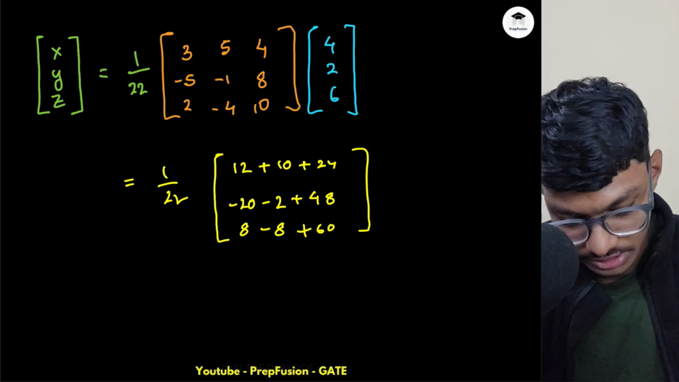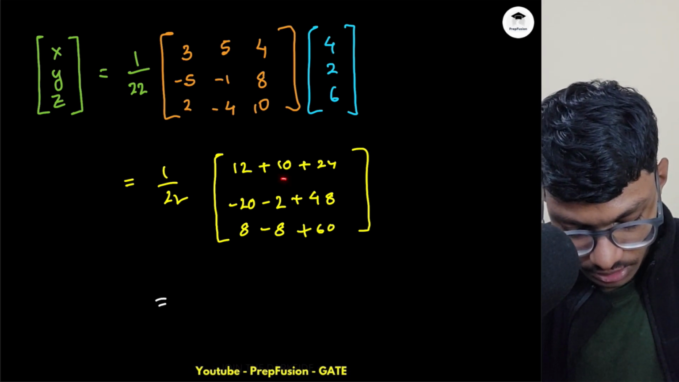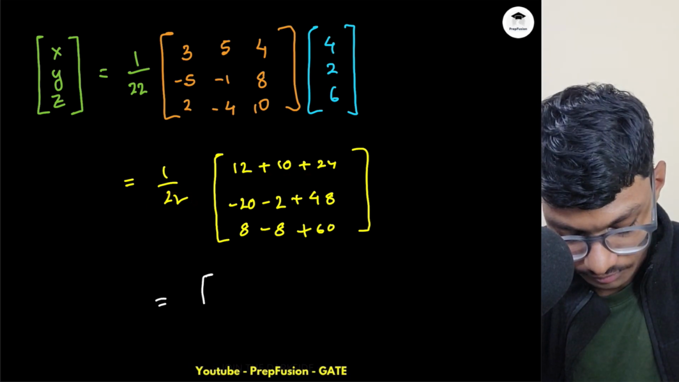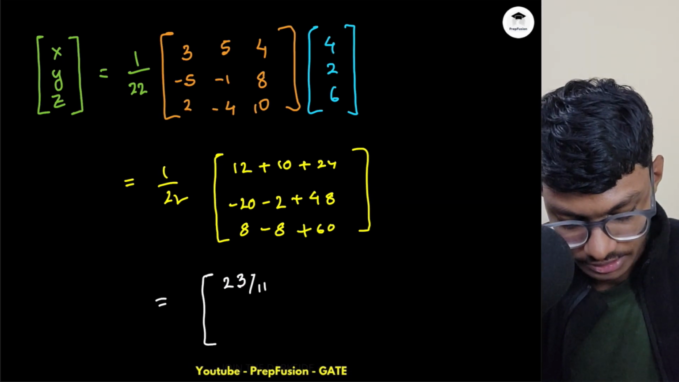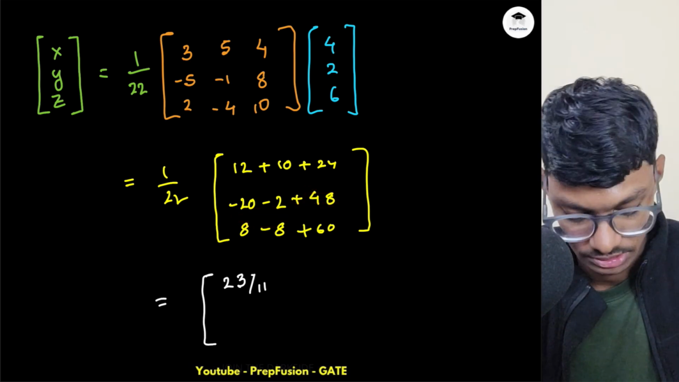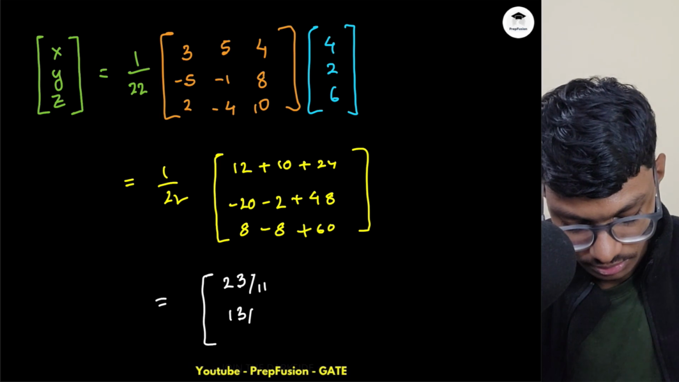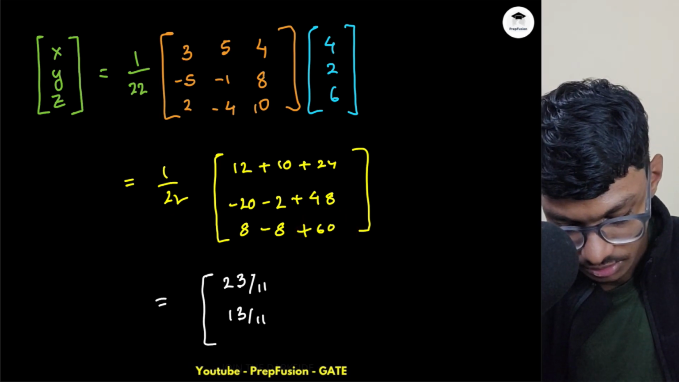Yeah, so basically now we'll get the direct answer. So this is 22 plus 24, which is 46. 46 by 22 is 23 upon 11, and this is 48 minus 22, which is 26, which is 13 upon 11, and this is 60 upon 22, which is 30 upon 11.